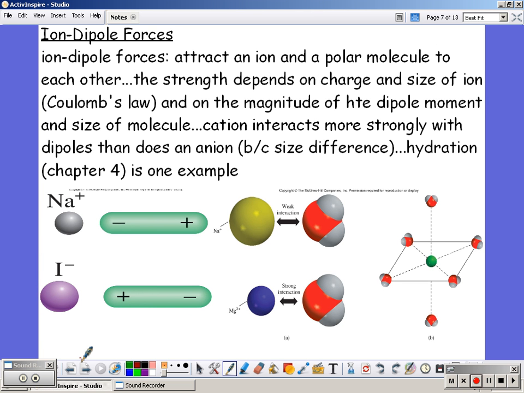Ion-dipole forces are the attraction of an ion to a polar molecule. The strength depends on the size and the charge of the ion, Coulomb's law, the magnitude of the dipole moment, and the size of the molecule. So the cation interacts more strongly than an anion because the cation is smaller than the anion. Hydration, back from chapter 4, is an example of this. If we look at our two pictures, we have a sodium ion compared to magnesium plus 2. There's a stronger attraction here because the ion is smaller and has a greater charge.